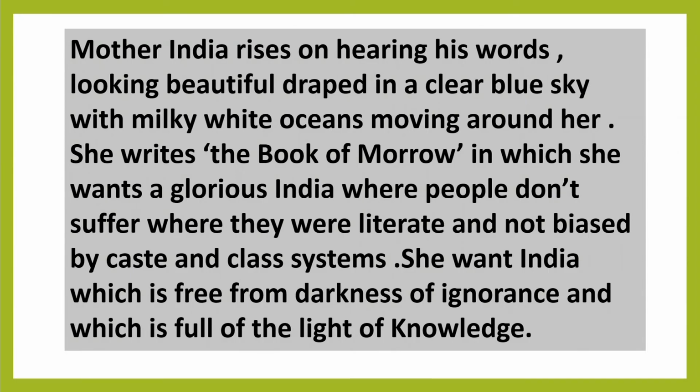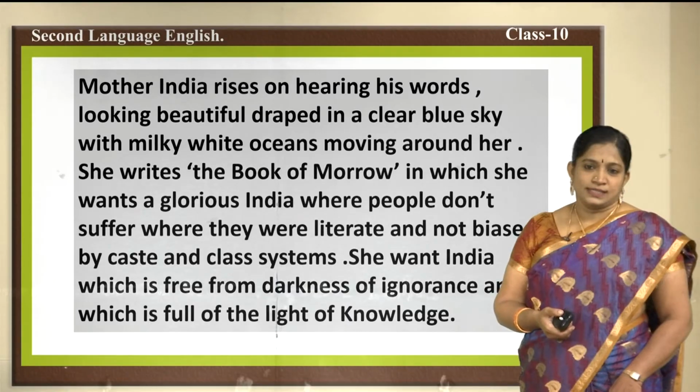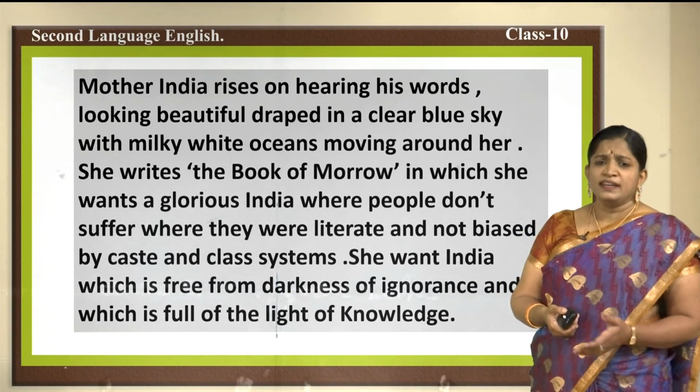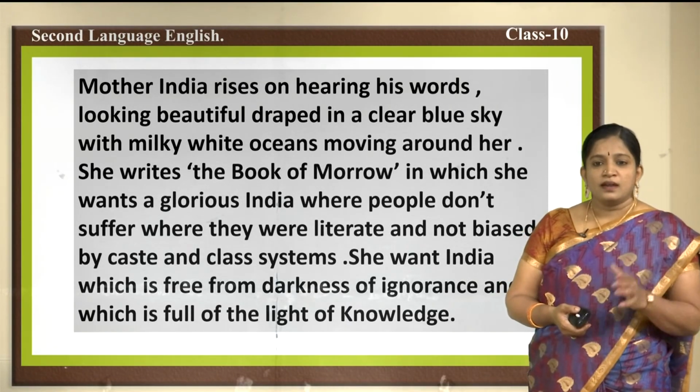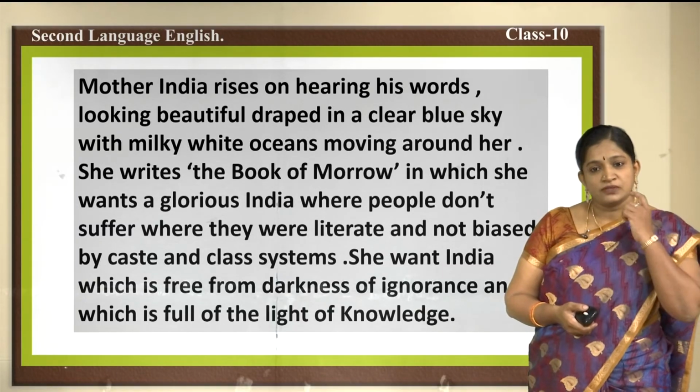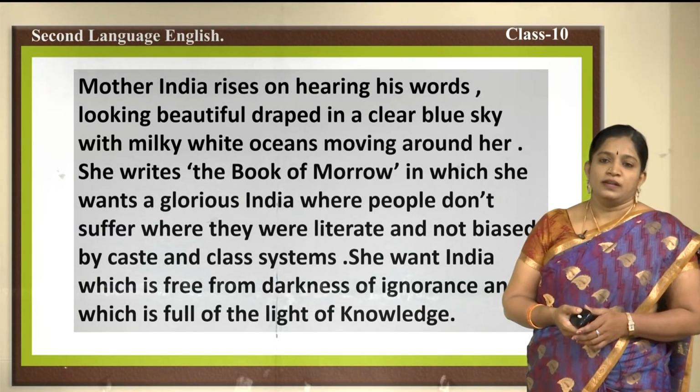Mother India rises on hearing his words, looking beautiful, draped in a clear blue sky with milky white oceans moving around her. She writes the book of Morrow, in which she wants a glorious India where people don't suffer, where they are literate and not biased by caste and class systems. She wants India which is free from darkness of ignorance and which is full of the light of knowledge.